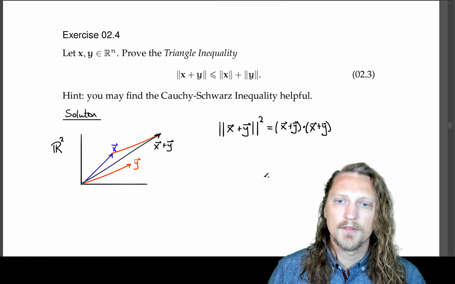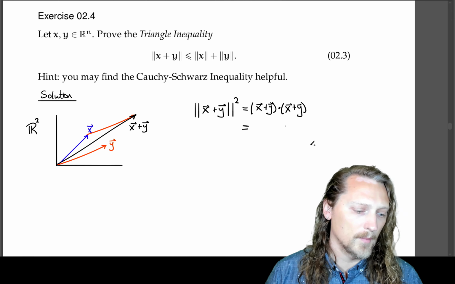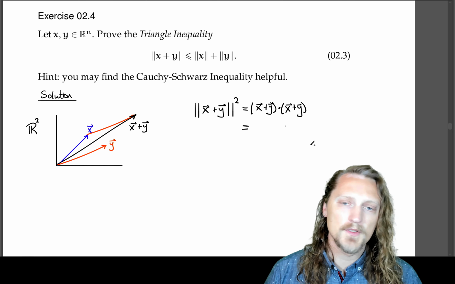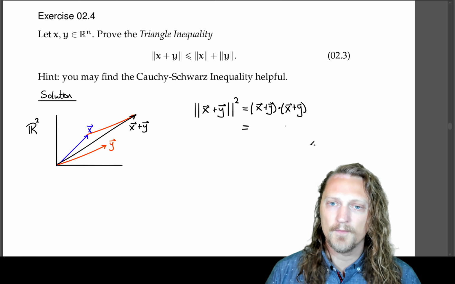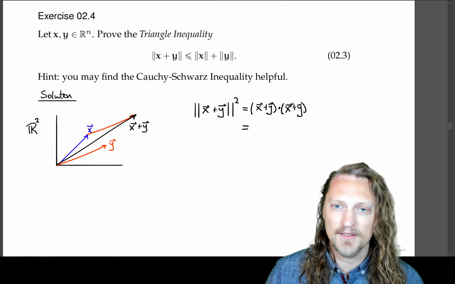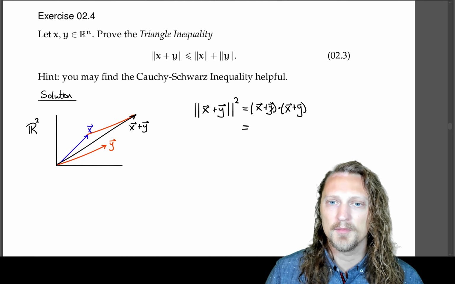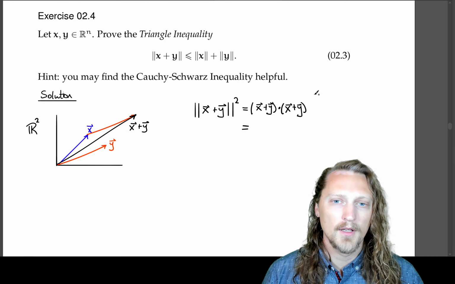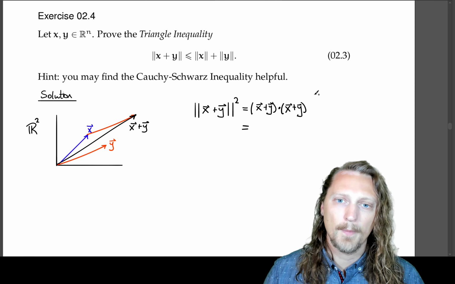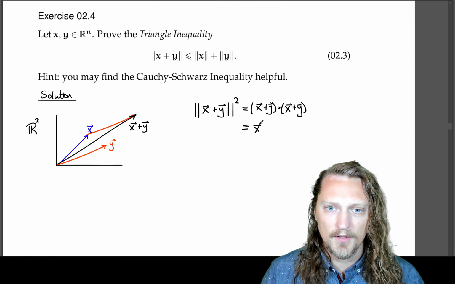Now, taking this dot product and expanding it can be done if we use some other properties of the dot product, which are its distributivity and its commutativity. Distributivity says that we can take x dot x plus x dot y plus y dot x plus y dot y, just as we would in a typical algebraic problem with regular multiplication of scalars. So let's go ahead and do that.